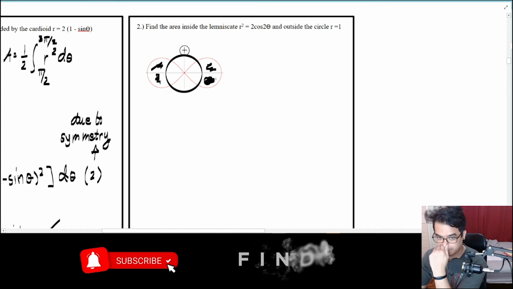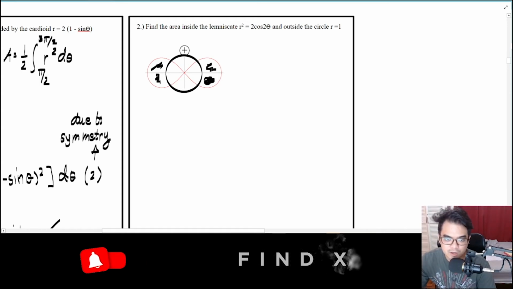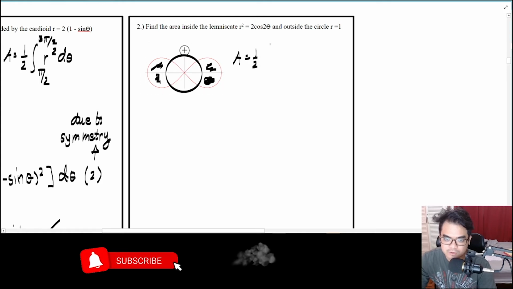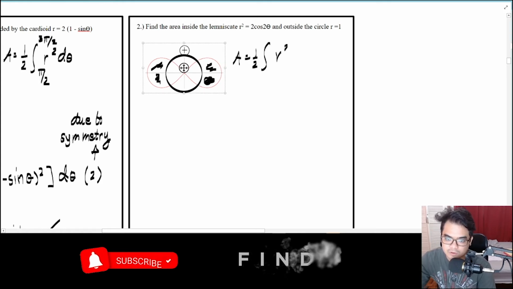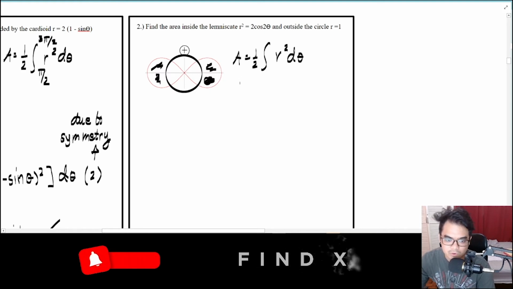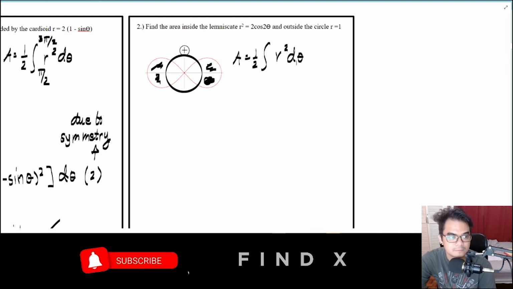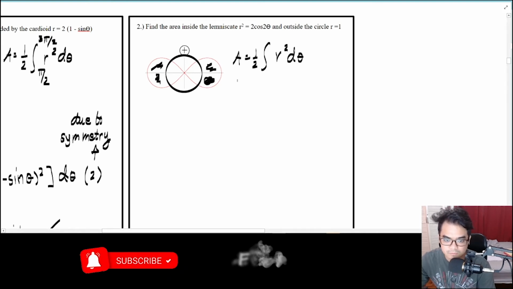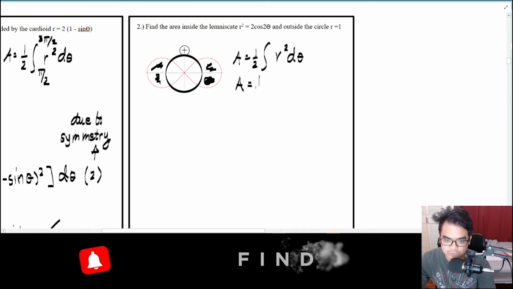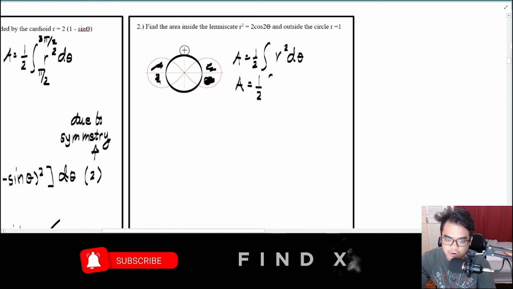To make the problem simpler, first, as you can see, we have two curves here. Therefore, the area will be 1/2 the integral of r squared d theta. But since we have two polar curves, you have to subtract the areas. Writing first the larger area, which is the lemniscate, that will be r2 squared minus r1 squared, where r1 is the circle, d theta.